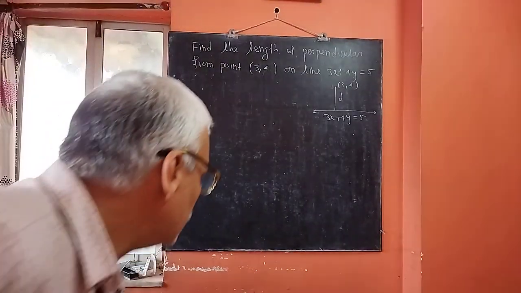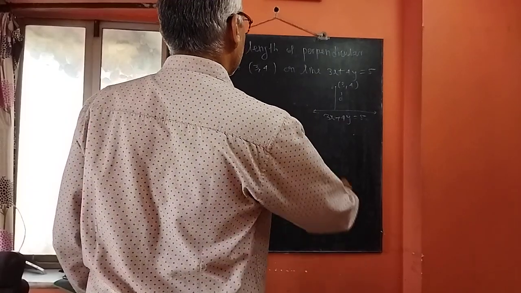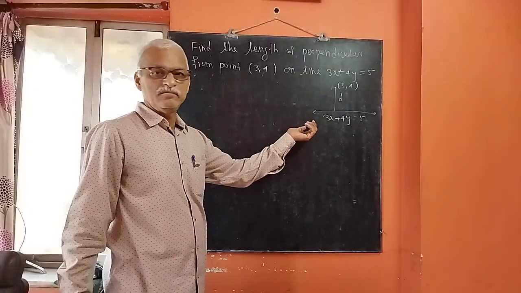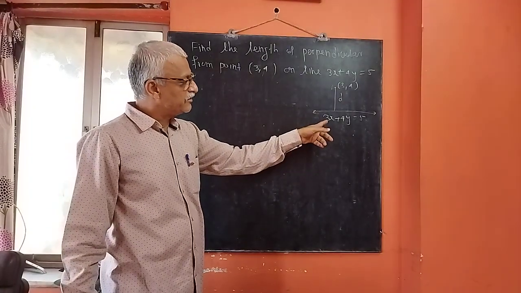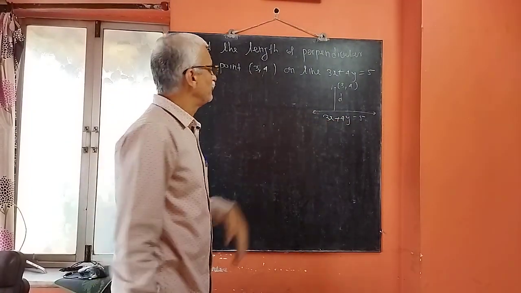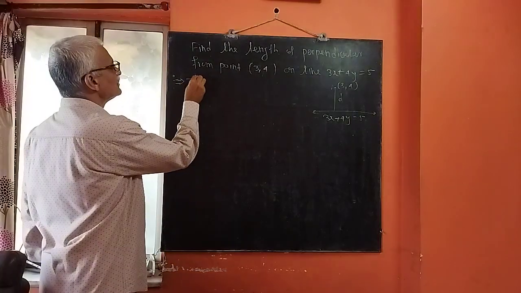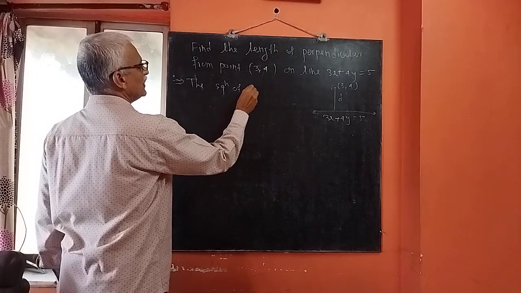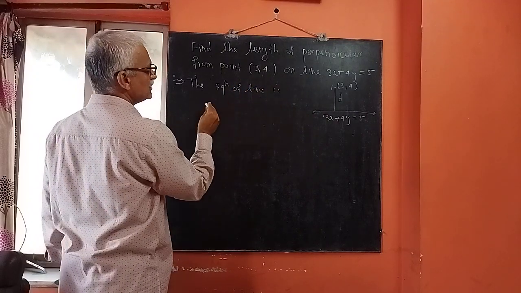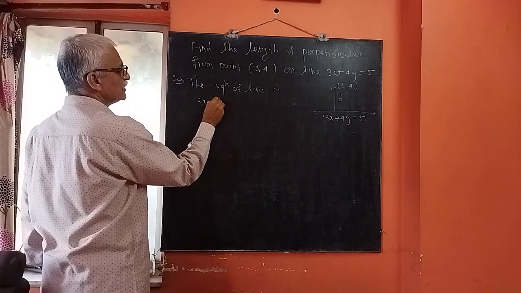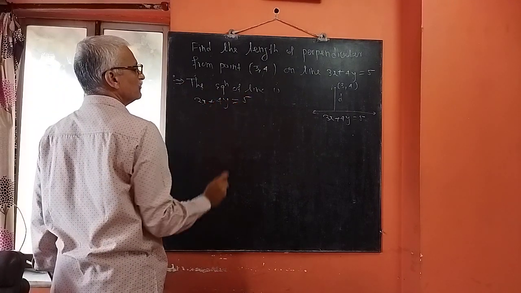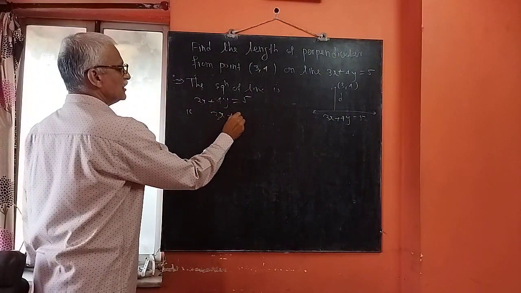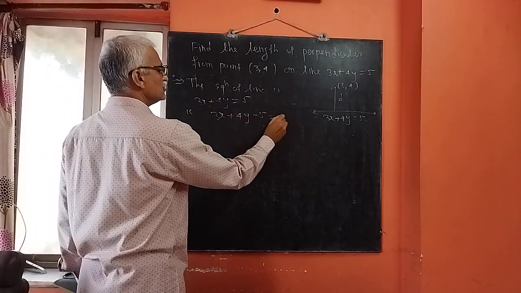First, write down the given equation in the general form. Here the given equation is 3x plus 4y equals 5. So the equation of the line is 3x plus 4y equals 5. That means 3x plus 4y minus 5 equals 0.